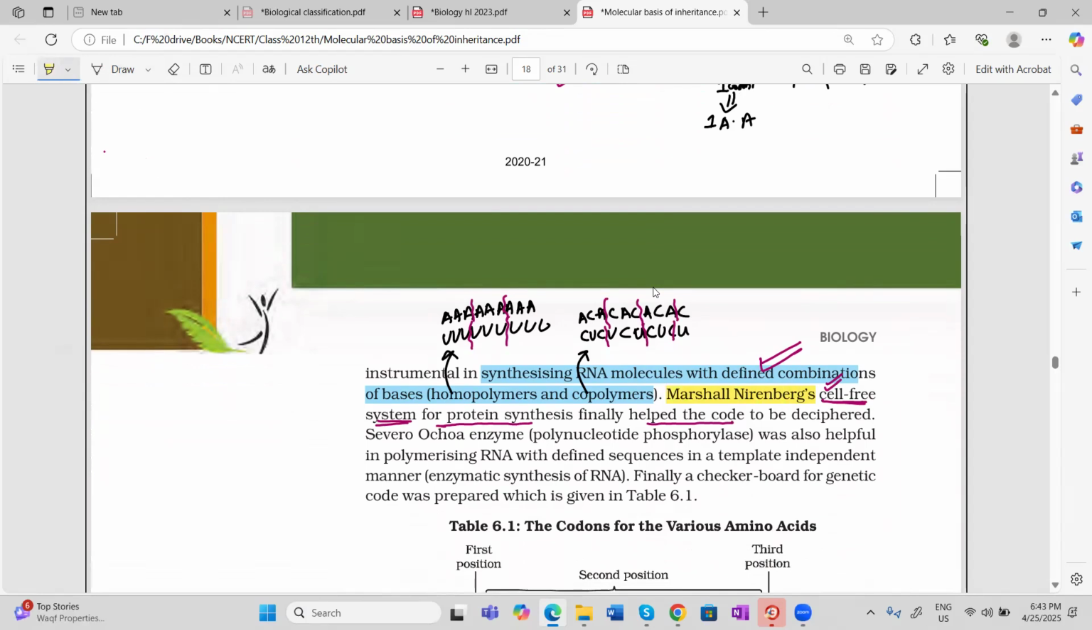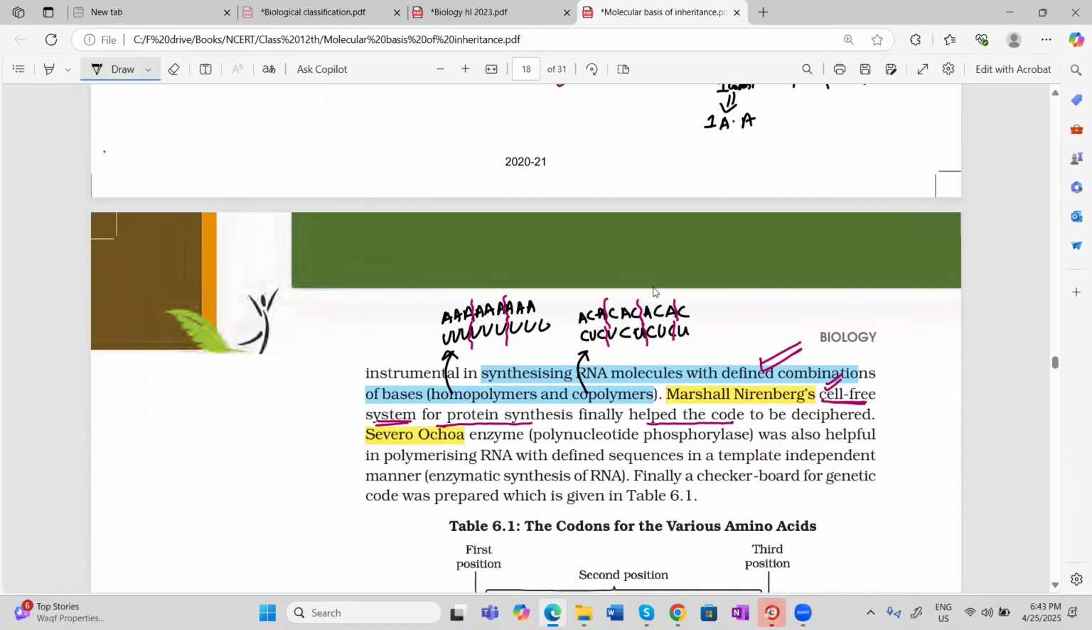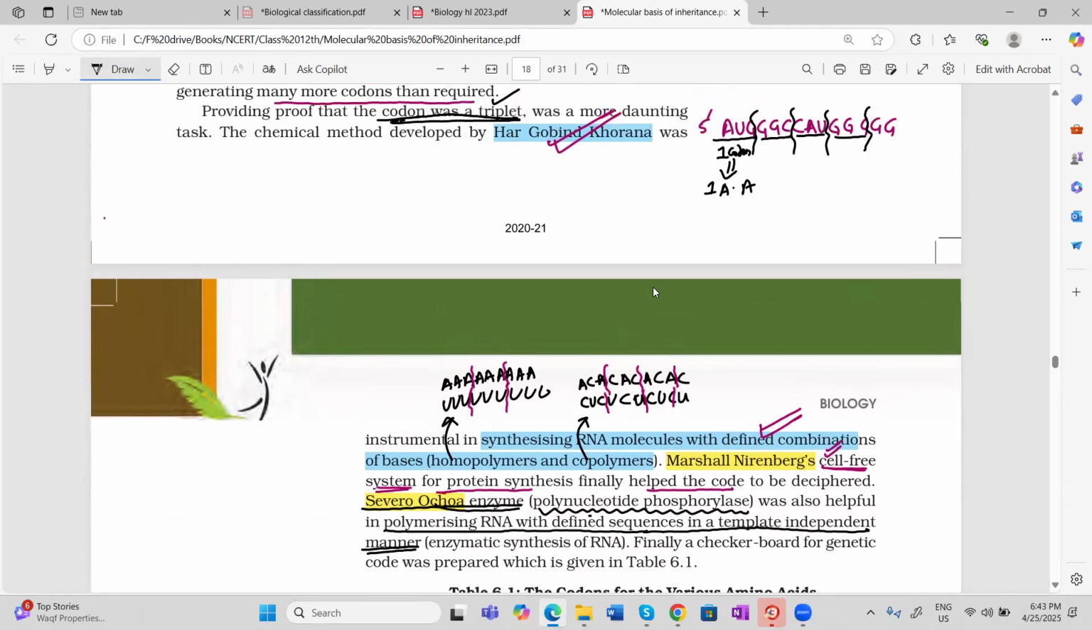Now, next scientist was Severo Ochoa. What he did, he prepared RNA in defined combination of bases without using DNA. He prepared RNA with defined sequence in template independent manner, means without using DNA. To give respect to him, we are saying the name of the enzyme is Severo Ochoa enzyme, and actually which enzyme? Enzyme was polynucleotide phosphorylase.